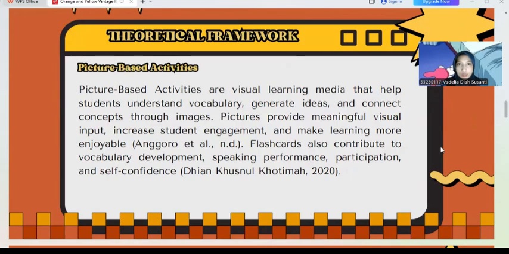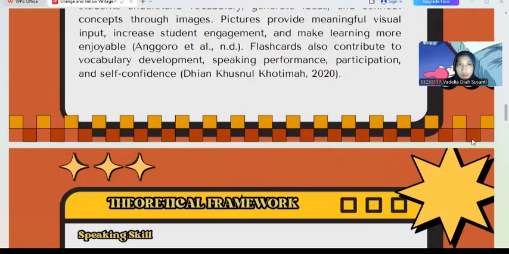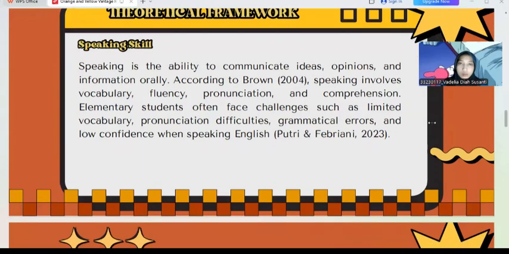And the speaking skill. Speaking skill is the ability to express ideas, opinions, and information orally. According to Brown, speaking involves several important aspects, including vocabulary, pronunciation, and grammar. However, many elementary school students still face challenges in speaking English. They have limited vocabulary, pronunciation difficulty, grammatical errors, and low confidence.